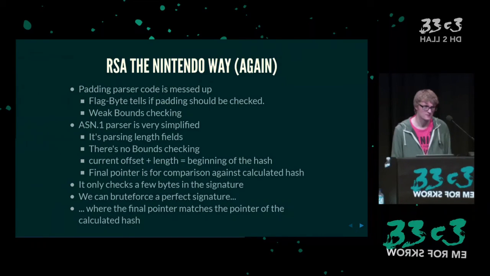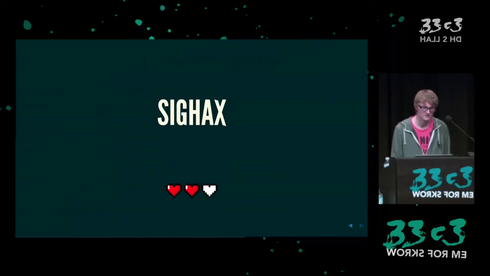So what it does then is a mem compare with the calculated hash and the calculated hash. And this never fails, right? So it will always succeed, and this is SIGHAX.